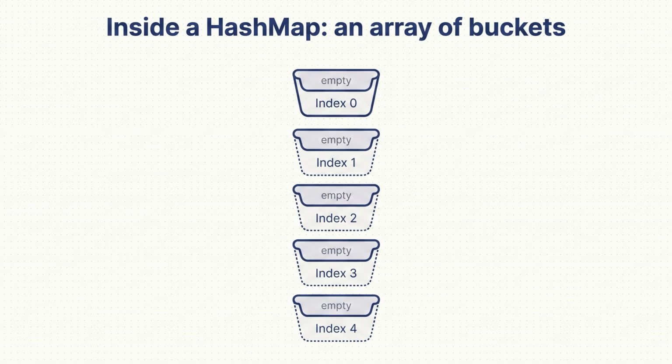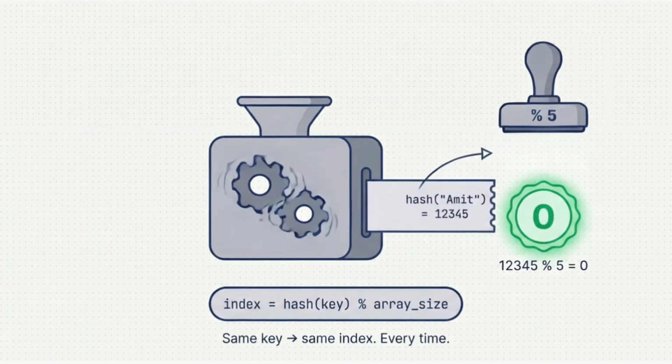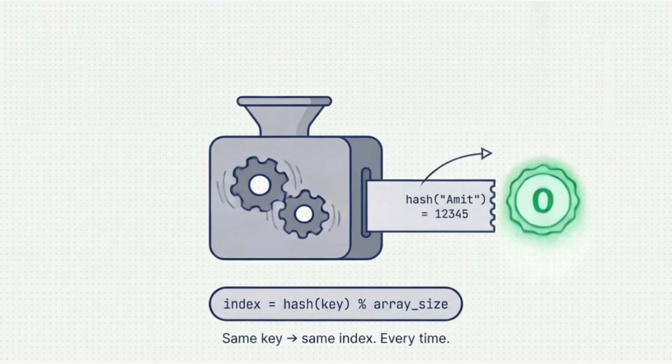That's the job of the hash function. A hash function takes a key, any key, and converts it into a number. Feed in the text Amit, and out comes something like 12,345. But our array only has 5 buckets, so we take that number modulo 5, that's the remainder after dividing, and we get 0. So Amit belongs in bucket 0. And here's the crucial property. The same key always produces the same index. That consistency is what makes everything else work.